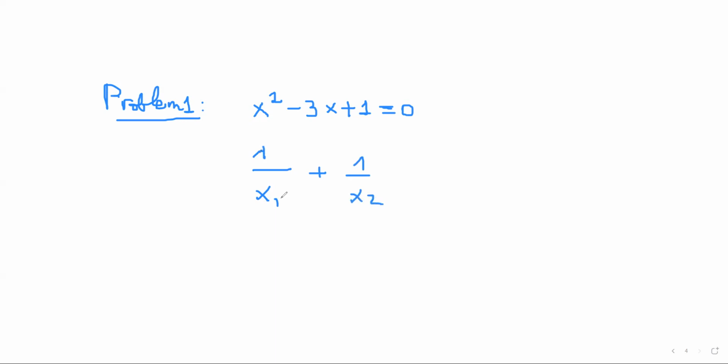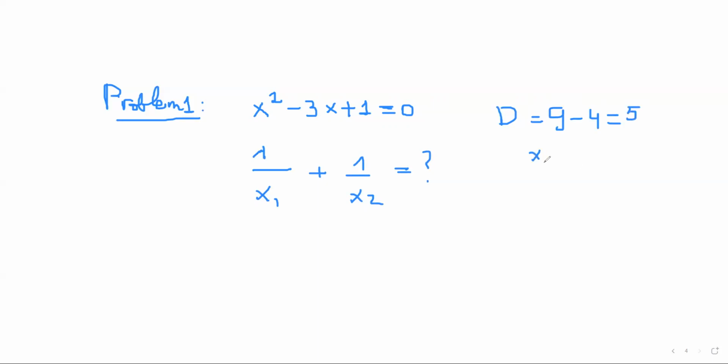Let's look at this equation: x squared minus 3x plus 1 equals 0. Let's write here problem 1. Let's suppose we are given such an equation, and we are requested to find the sum of the reciprocals of the roots. So what does it mean? We add the reciprocals of the roots, and we need to get some number. First of all, if we look at this equation, when we calculate the discriminant, we get 9 minus 4 equals 5.